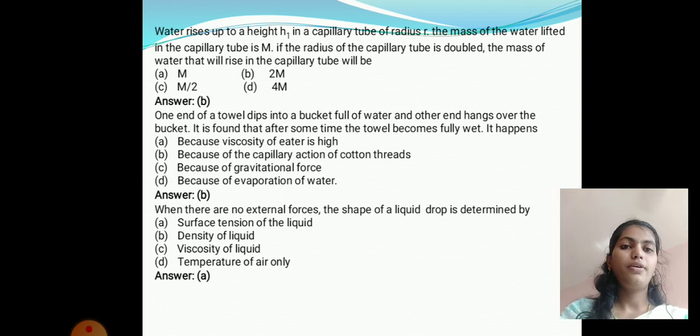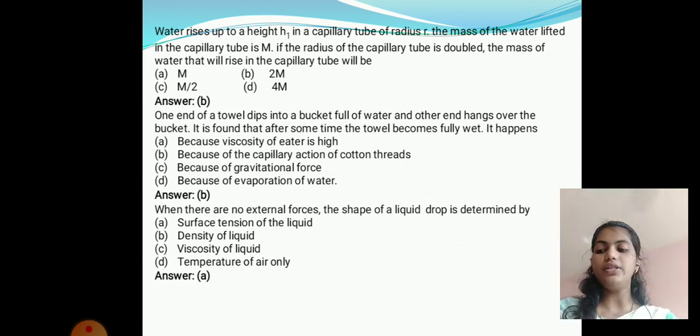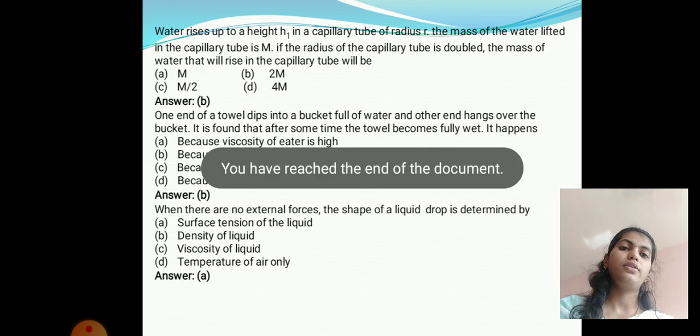When there are no external forces, the shape of a liquid drop is determined by the surface tension of the liquid, density of fluid, viscosity of fluid, or temperature of air only. When there are no external forces, the shape of the drop is determined by surface tension.